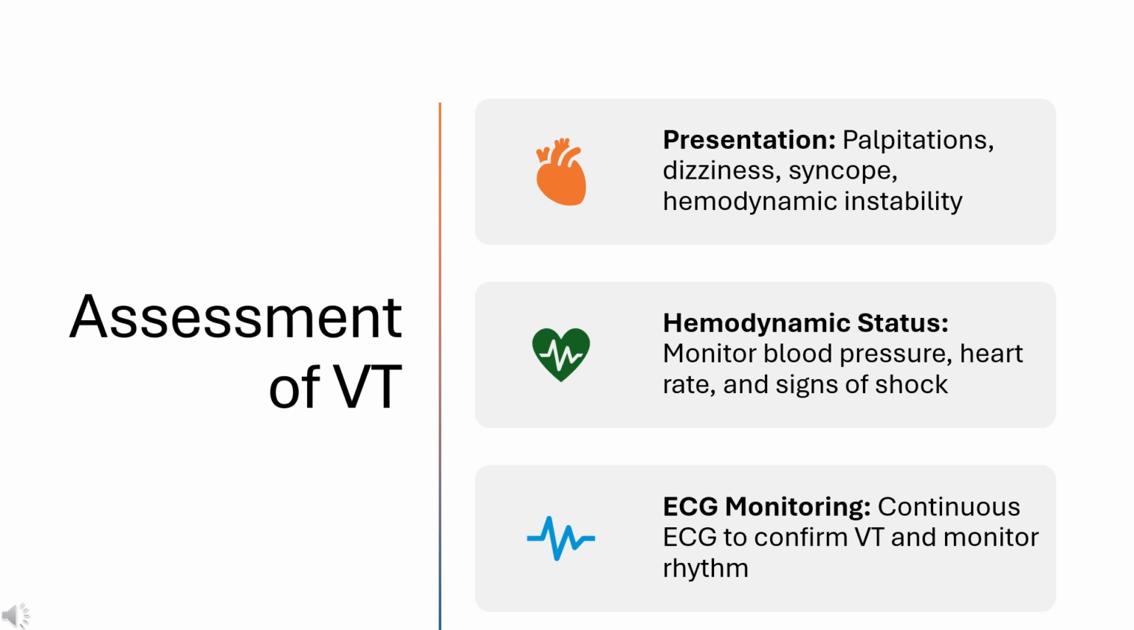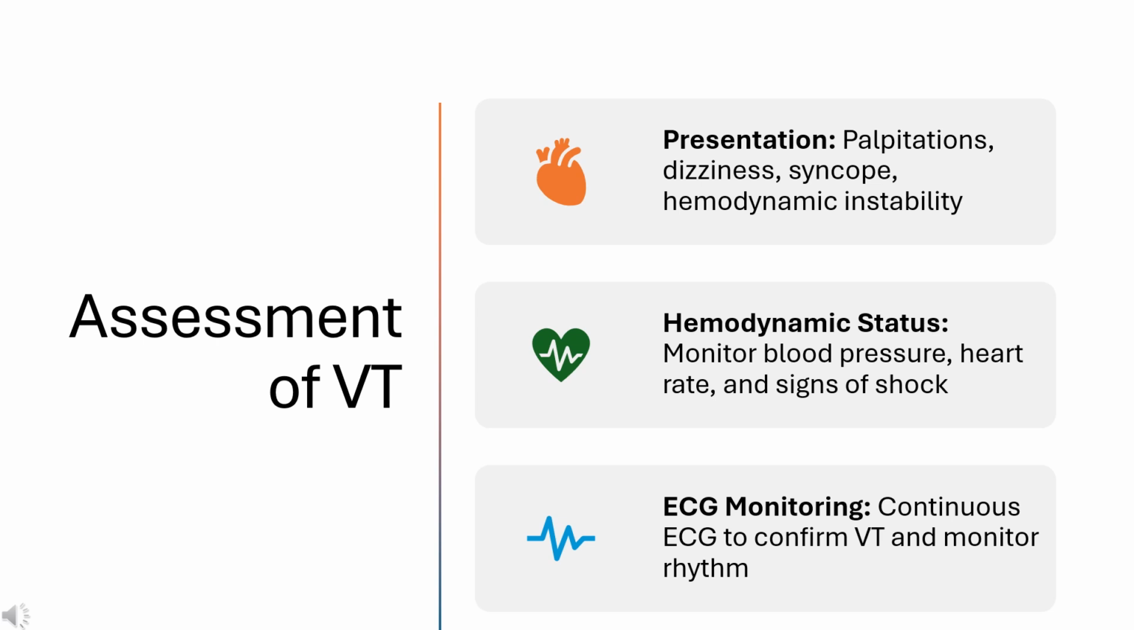Dizziness occurs due to a decrease in cardiac output caused by the rapid, inefficient contractions of the ventricles. This reduction in blood flow can impair cerebral perfusion, leading to lightheadedness or dizziness. Syncope or fainting may occur if the brain receives insufficient blood flow for an extended period. This is a serious symptom indicating a significant drop in cardiac output and requires immediate attention.